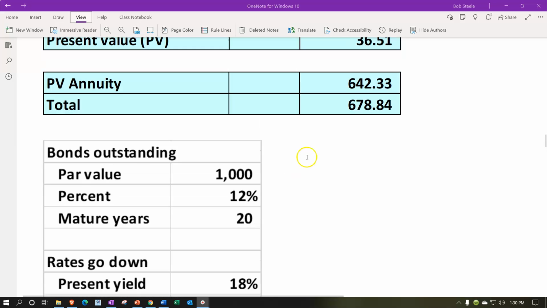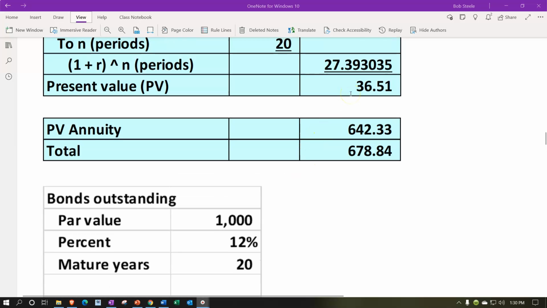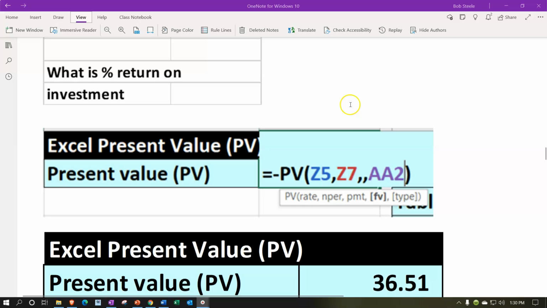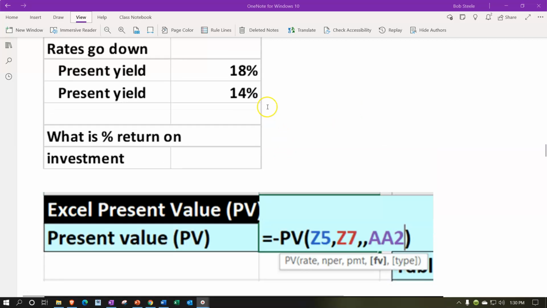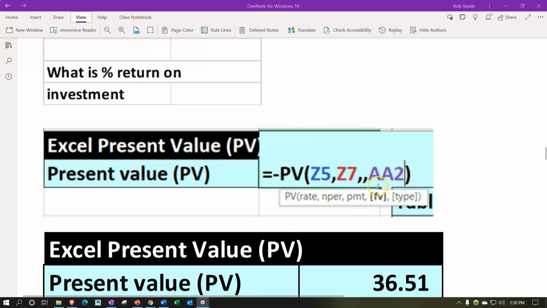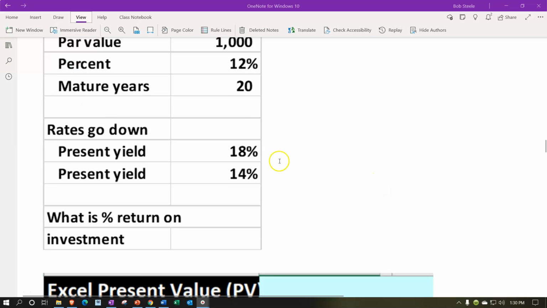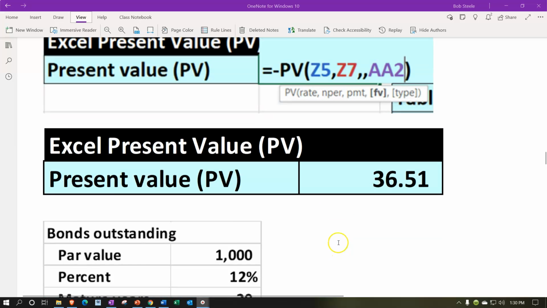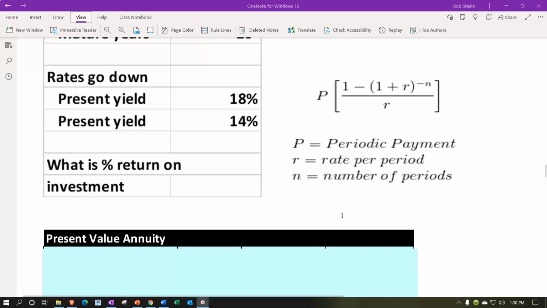However, before we get there, let's calculate this one more time, that 36.51. We can calculate using Excel. That's going to be the present value of the rate, 18%. Number of periods is going to be the 20, comma. Future value is then going to be the 1,000. That would give us, again, that 36.51. And we're not going to do it with the tables.